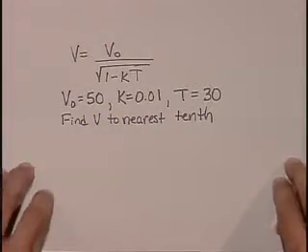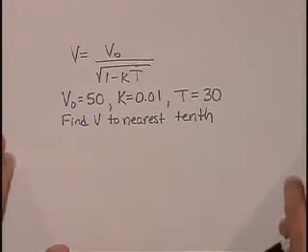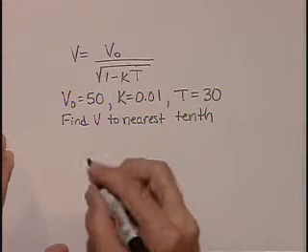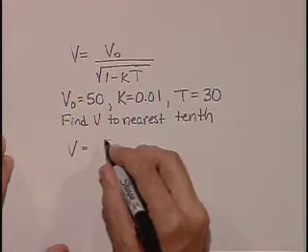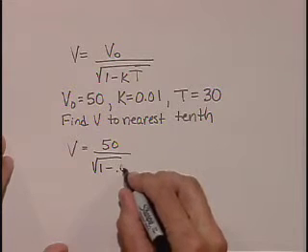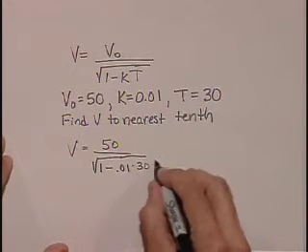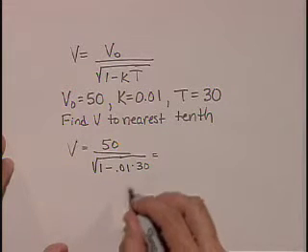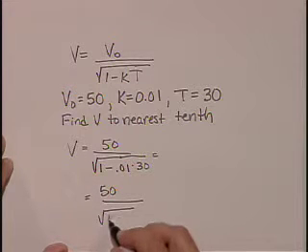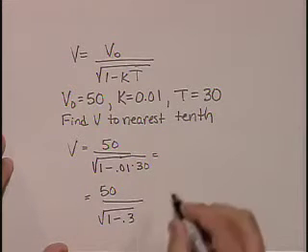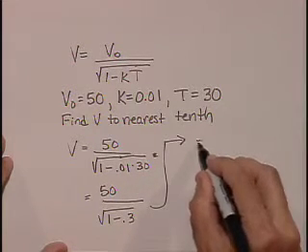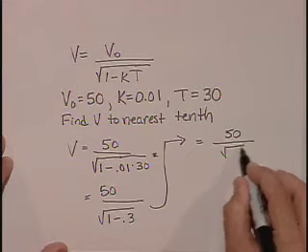So I've rewritten the formula here on this page with the pertinent information. v naught is equal to 50, k is equal to 0.01, and t is equal to 30. So v is going to be 50 divided by the square root of 1 minus 0.01 times 30. So that is 50 divided by the square root of 1 minus 0.3. So it is 50 divided by the square root of 0.7.